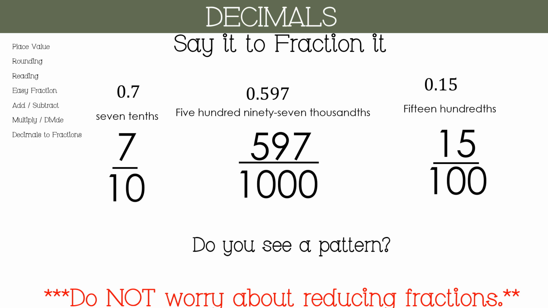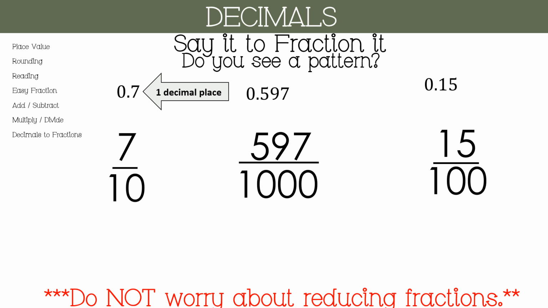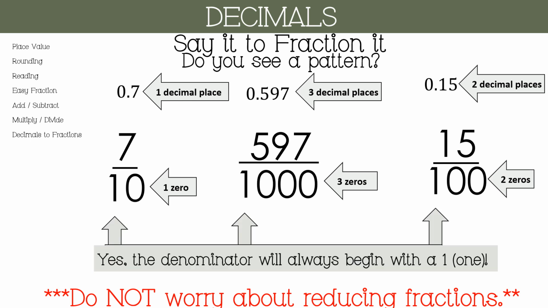Do you happen to see a pattern here? Well, if we look at the first one, there's one decimal place. And how many zeros do we have? Yep, 1. In this one, we have 3 decimal places and 3 zeros. That's pretty cool. Let's look at the last one. 2 decimal places and 2 zeros. Wow. Do you see the pattern now? Yep. The denominator will always begin with a 1, and then you'll have the same number of zeros as you do for a decimal place.